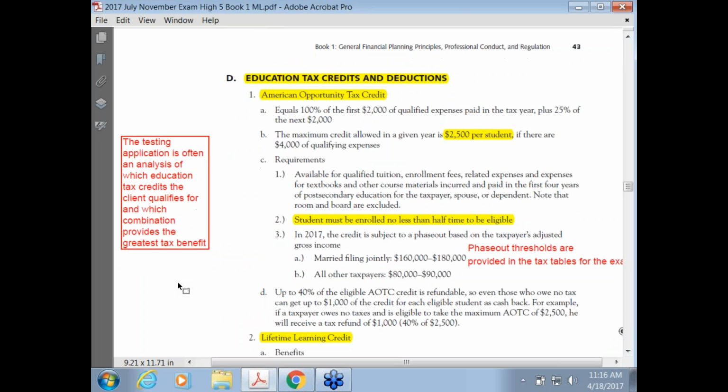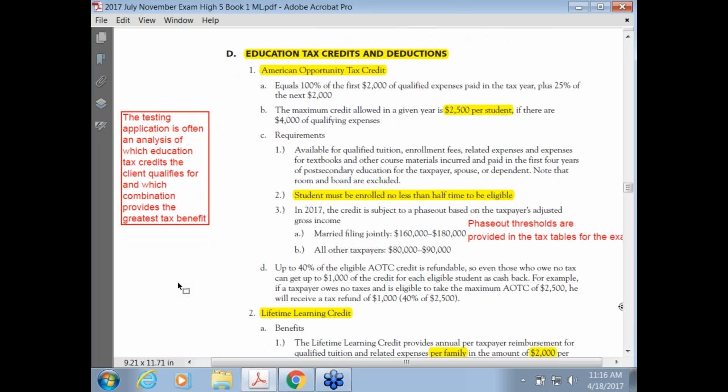Tax credits almost always are tested. So you want to know the basics of these tax credits. Now, the phase-out thresholds are now provided in the tax tables for the exam. And this is one of the areas where they now provide less information than they used to. They used to also tell you how it worked, like, hey, it's $2,500 per student for the AOTC and the breakdown of how that works. They don't do that anymore. It's just the threshold. So you're going to need to know the application: 100% of the first $2,000 of qualified education expenses plus 25% of the next $2,000. You're just going to have to know that. And they max out that credit at $2,500 at $4,000 of qualifying expenses.